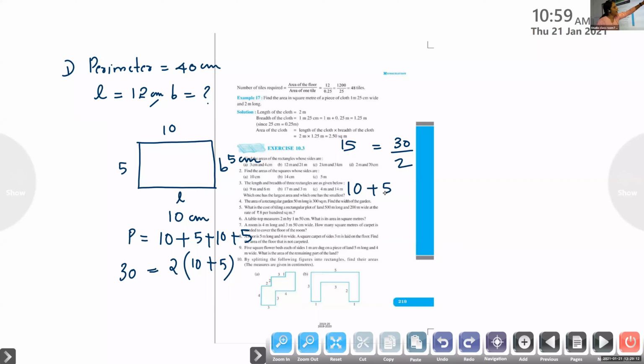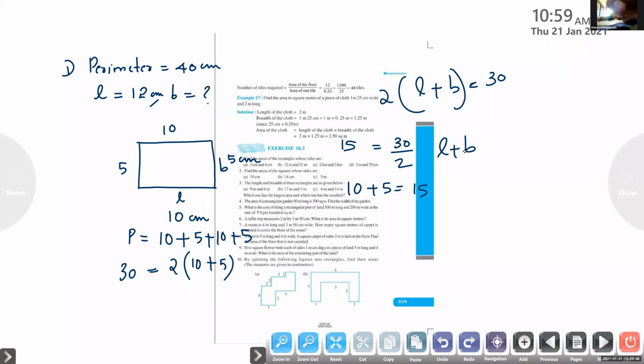When you add length and breadth, 10 and 5. What is the connection between this perimeter 30 and this 15? 30's half is 15. Isn't it? So perimeter's half is 15, the sum of length and breadth. Length plus breadth, and when you multiply with 2, you will get the perimeter. So what is length plus breadth only? It is half of 30.